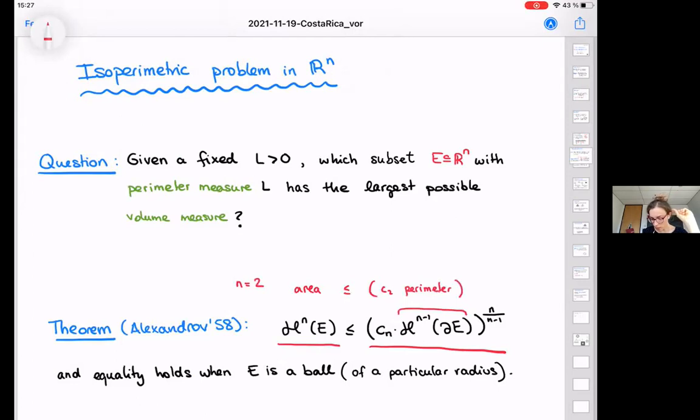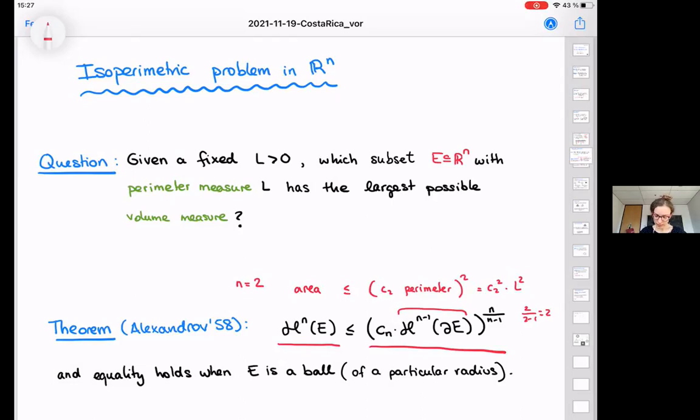And everything is raised to which power? If I put n equals 2, what I have here is 2 divided by 2 minus 1, which is 2. Remember before the perimeter was L. So this is where we get the constant C2 and then L squared. This is where we see the L squared. Oh, we had this before. And equality holds when we have a ball.